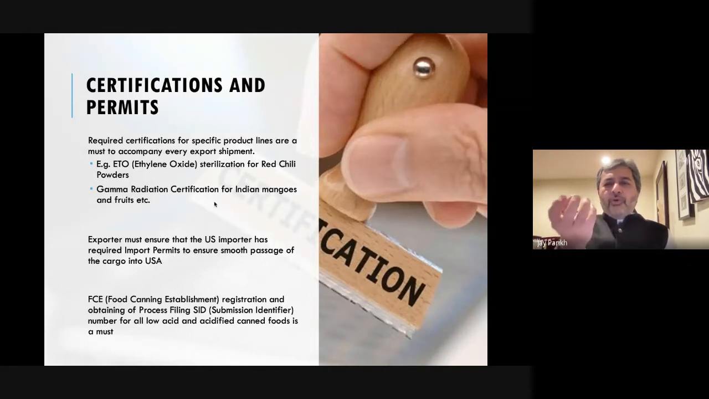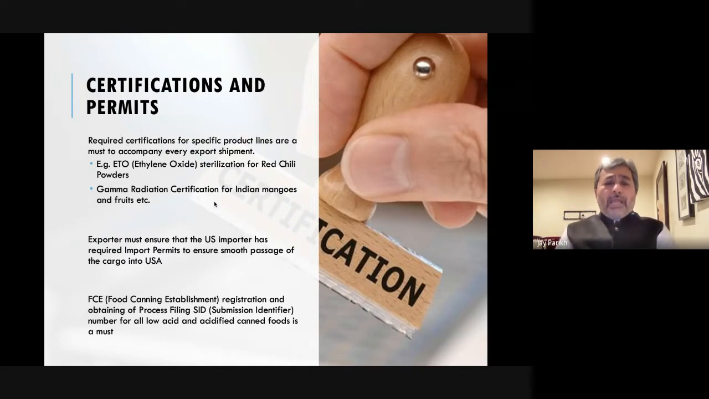For example, we were importing red chili powder, and that needs an ETO, which is ethylene oxide sterilization, because otherwise the chili powder does not remain stable, and it deteriorates, and it really affects the consumption of the people who are using that. In the same way, when people are exporting fruits and mangoes from India, they need to have a gamma radiation certification. A certain dosage of gamma radiation diminishes the eruption of stone weevils, which is very, very common in Indian fruits, and they do not want to contaminate the fruits or the vegetation in the US. So gamma radiation is required for anything which is imported out of India.